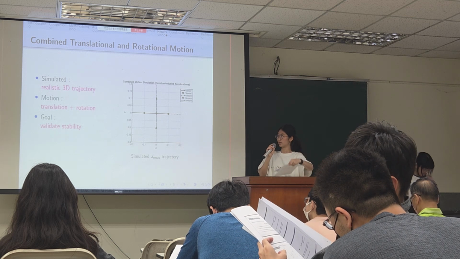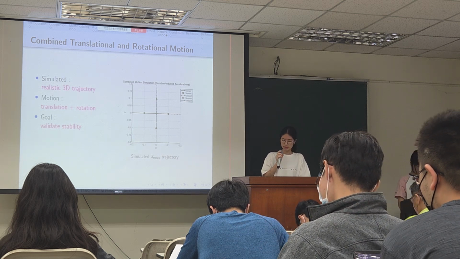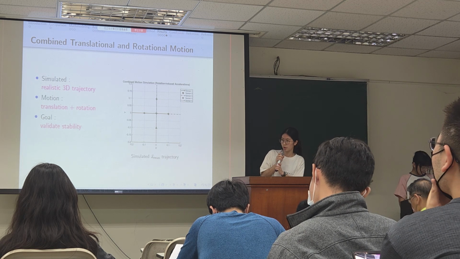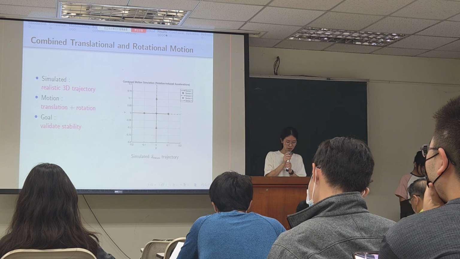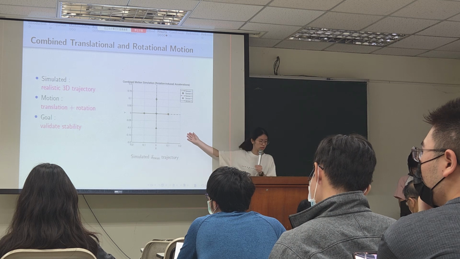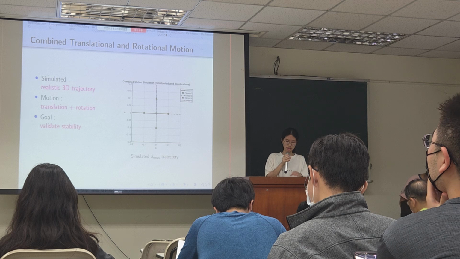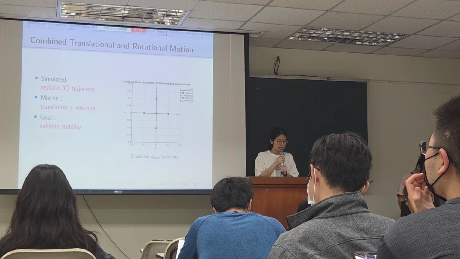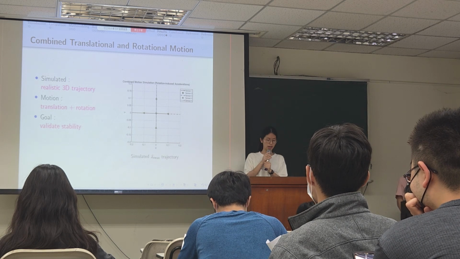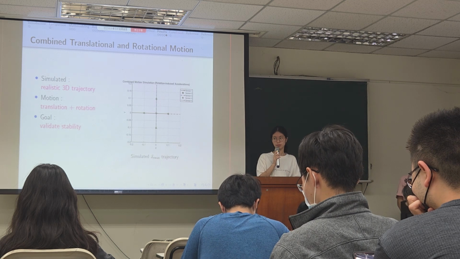To test the method in realistic scenarios, we simulated a complex motion trajectory that includes both rotation and translation. The plot on the right shows the resulting acceleration trajectory. This test verifies that the estimation method remains stable and reliable even under dynamic motion, not just static calibration.